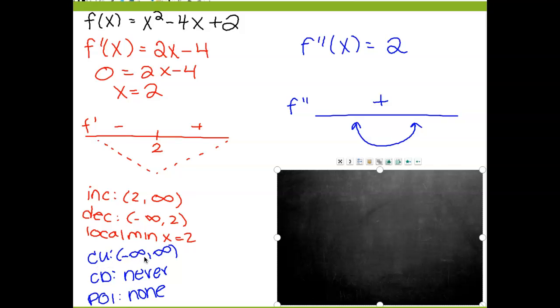So that tells me this is concave up always, or on all reals. It is concave down never. And we have no points of inflection for that reason. Any questions on that first example?